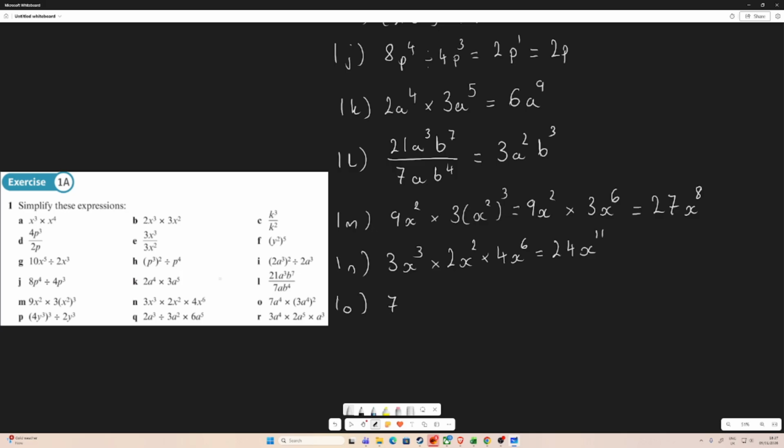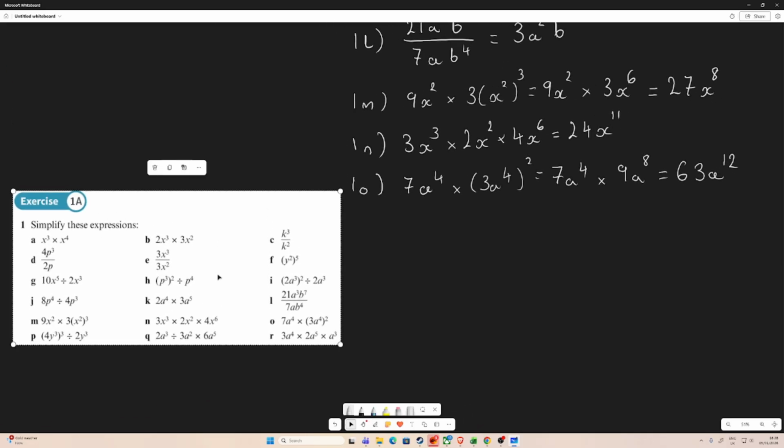1o. We have 7a to the 4 multiplied by, in the bracket, so be careful, 3a to the 4 all squared. Let's leave the first part alone, so that's still 7a to the 4 times 3a to the power of 4 squared. So 3 squared is 9, and a to the power of 4 squared is a to the 8. So the answer is 63a to the power of 12. Okay, 1p.